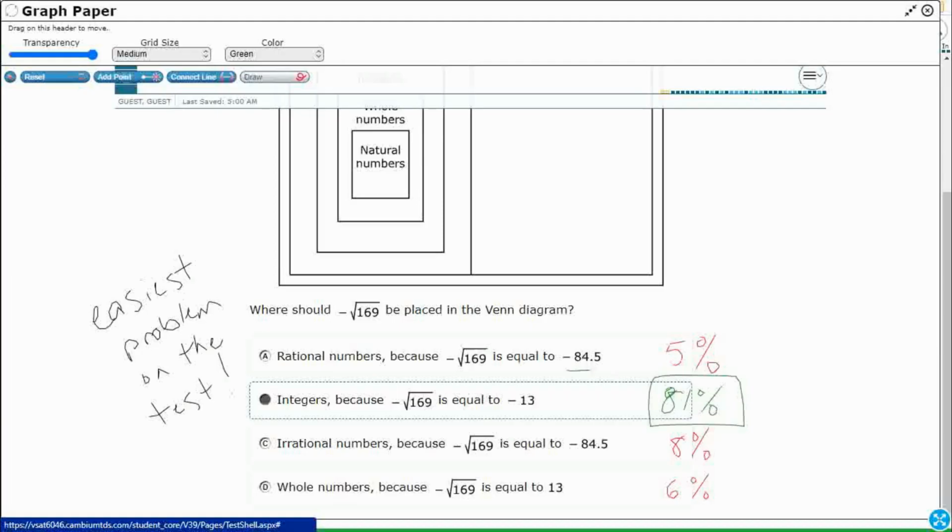This 84.5 comes if you take the 169 and you divide it by half. So they just misinterpreted the square root as a divide by 2. And you see this 13 right here, they just kind of forgot what happens with that negative and dropped it. But really, if you just plug negative square root of 169 into your calculator, it's going to get you negative 13, and that's the only answer that is an option there.